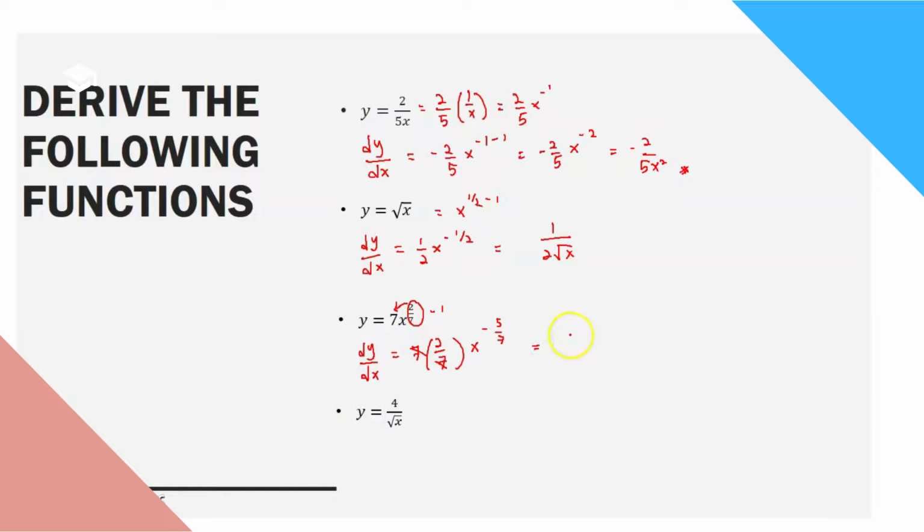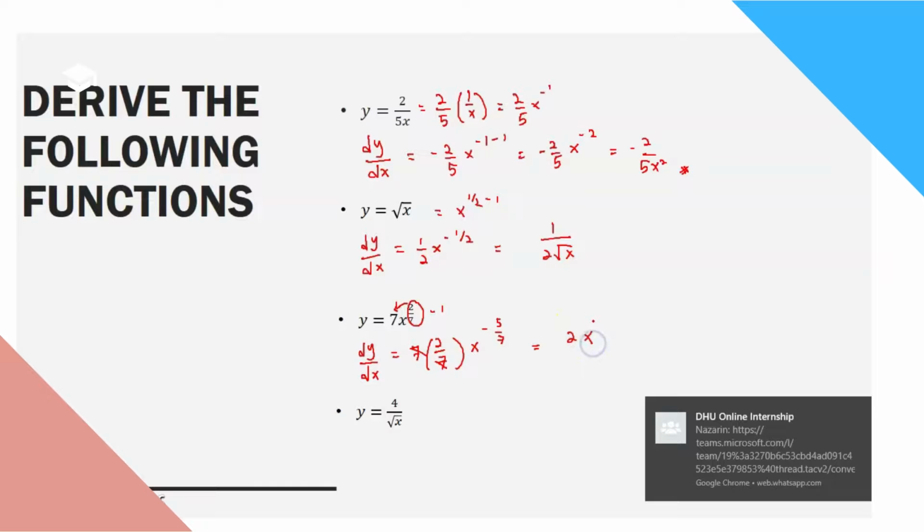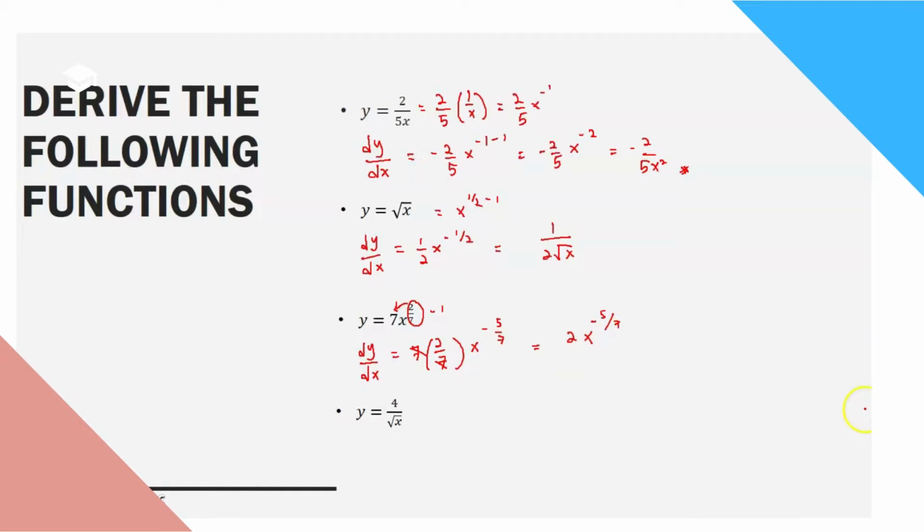So we can simplify the form. Therefore, we have 2x to the power of negative 5 over 7. And you can make up your final answer: 2 over x to the power of 5 over 7.